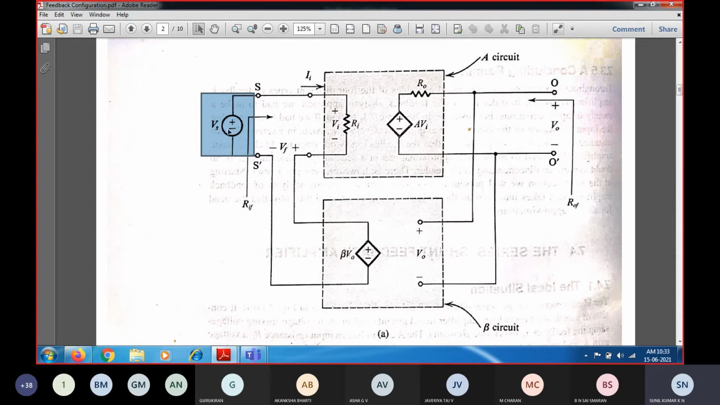After removing Vs, I need to apply a test voltage across the output side, and then we need to find out the output resistance.